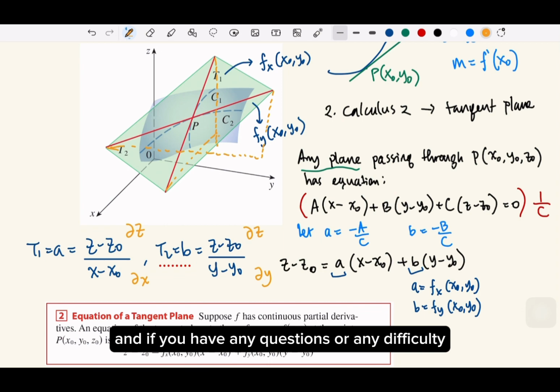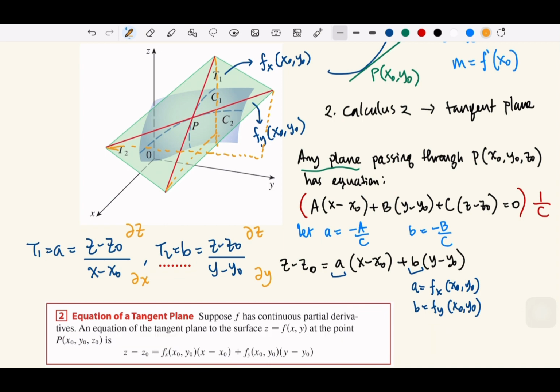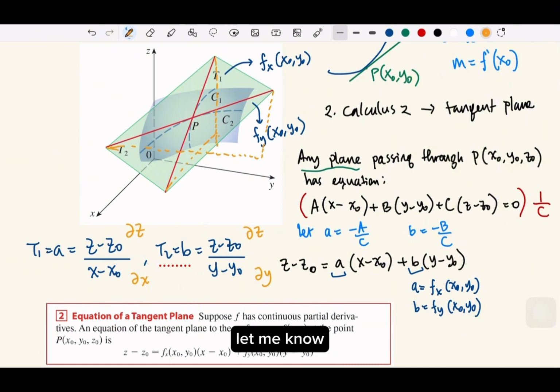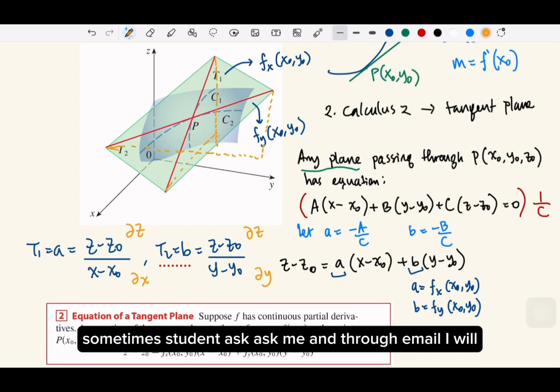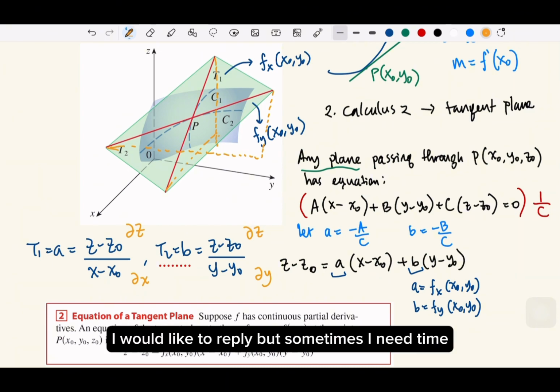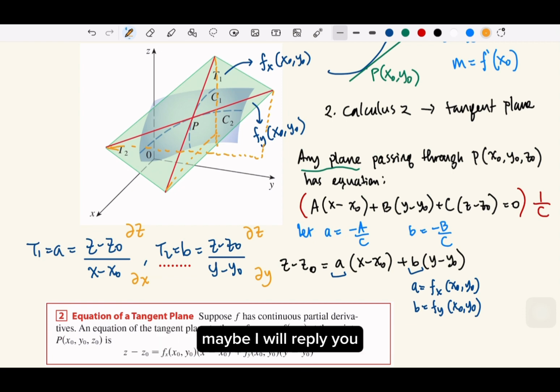And if you have any questions or any difficulty, you can email me, okay? Find some questions, maybe it's difficult for you to answer, let me know. Sometimes students ask me through email, and as soon as possible I would like to reply, but sometimes I need time. If you email me in the morning, maybe I will reply to you directly if I don't have anything, or in the afternoon. We have something to do maybe at night. Okay.